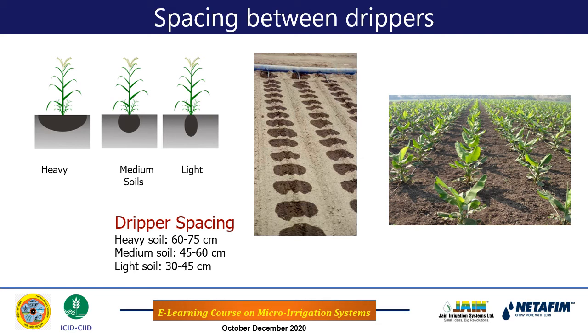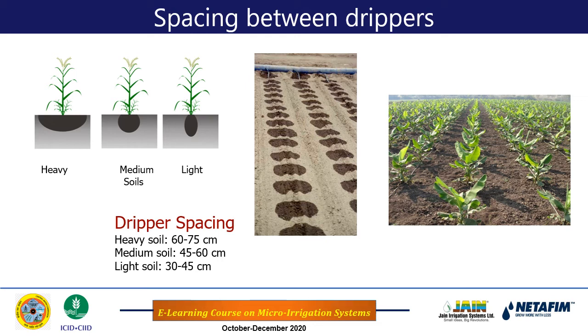Of course, for each kind of soil we have to decide, but based on experimentation conducted in different parts of the world, we have a thumb rule regarding drip spacing for all soils. For heavy soil, the dripper spacing can be 60 to 75 centimeter. For medium soil, the dripper spacing can be 45 to 60 centimeter, and for light soil, the dripper spacing can be in the range of 30 to 45 centimeter.